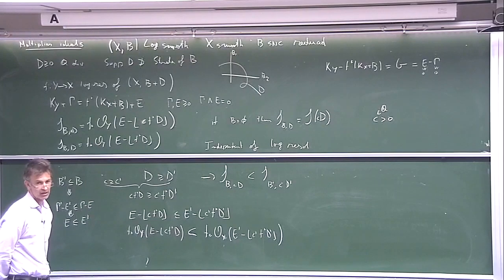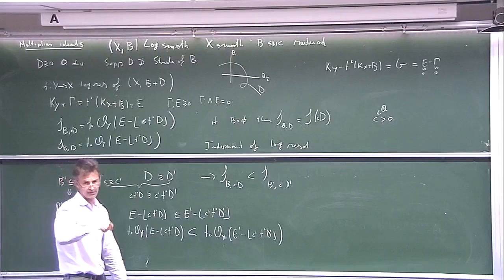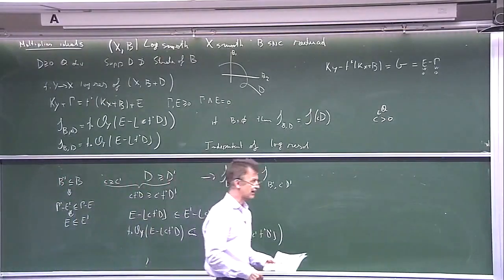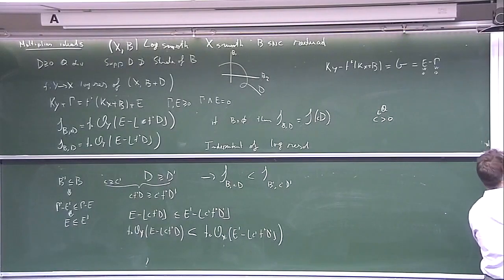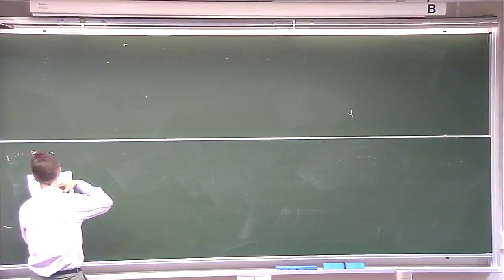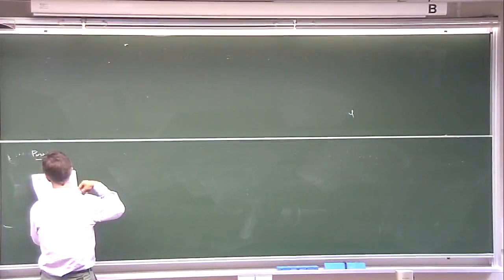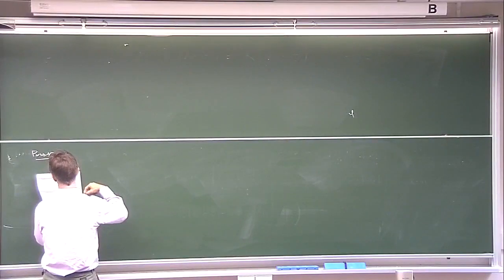It will at least be log canonical, because if I were to add an effective divisor containing a strata of B, it's no longer log canonical, right? I cannot expect any good behavior. Proposition. So X is smooth, B is a reduced simple normal crossing divisor, D is an effective Q-divisor whose support contains no strata of B, just the same hypothesis.